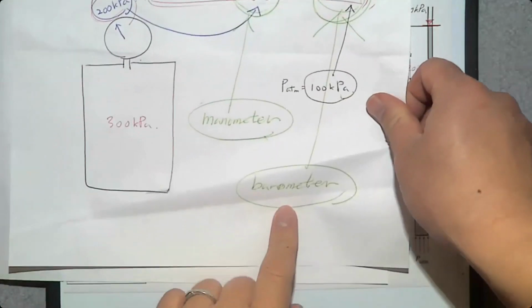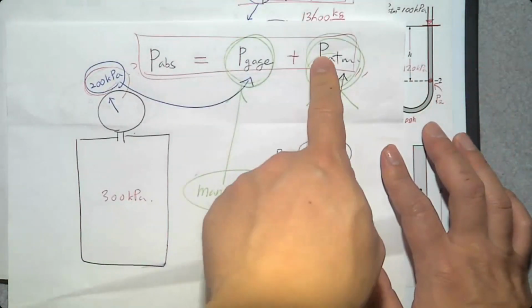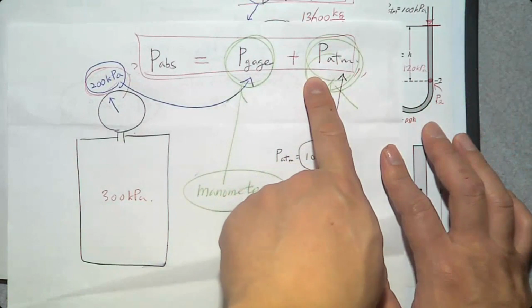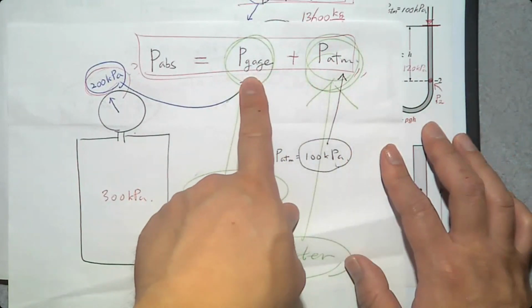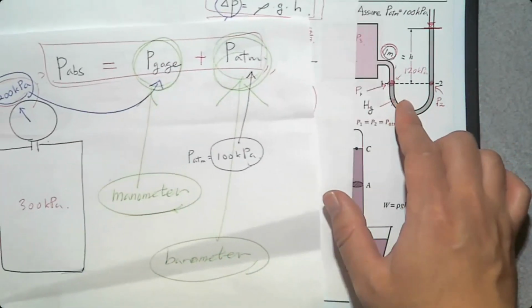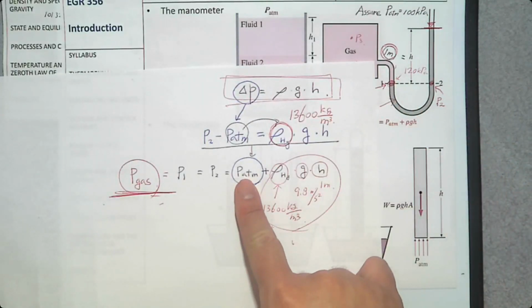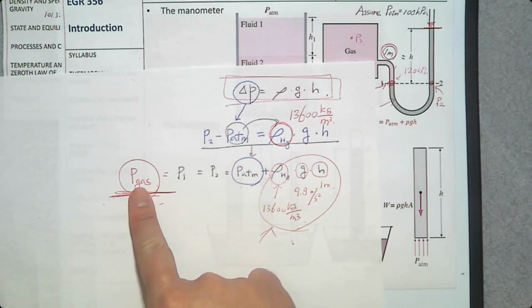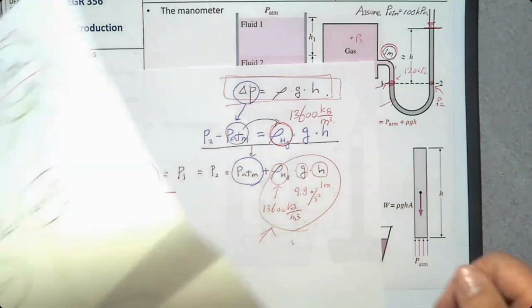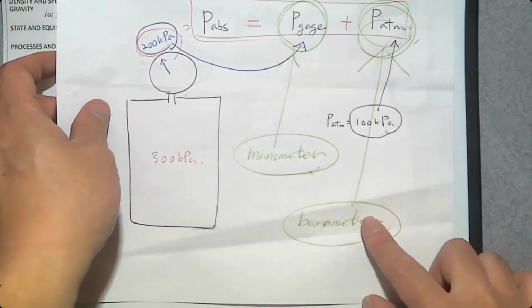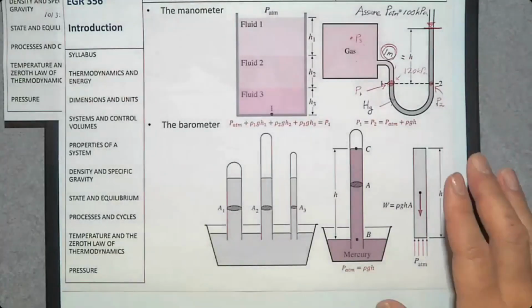Then let's talk about the barometer. How can we determine the atmospheric pressure? We can determine the gauge pressure by using the manometer. We just did, right? If you know atmospheric pressure, you can calculate the gas pressure. What about the barometer? It's pretty simple.